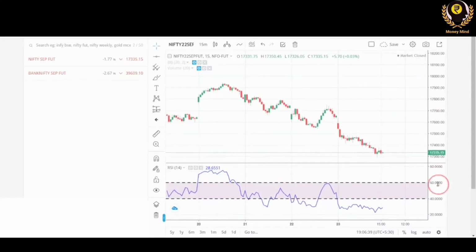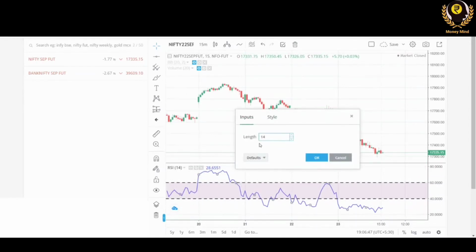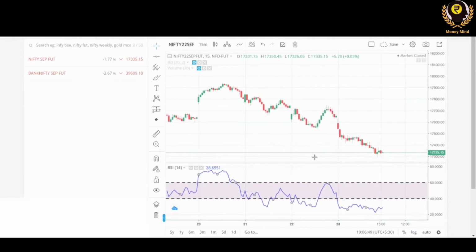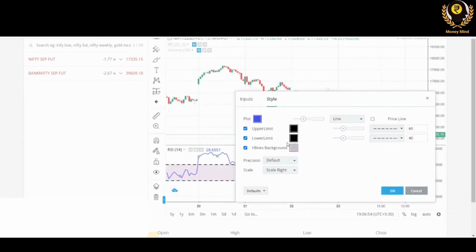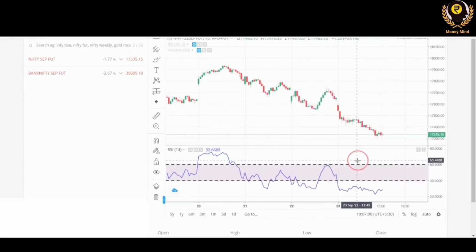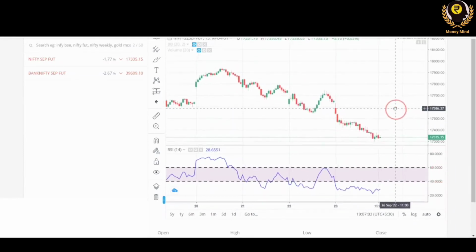You need to set an indicator, RSI, with a setting of 14, and your upper limit as 60, lower limit as 40. So now we are ready with our setup.